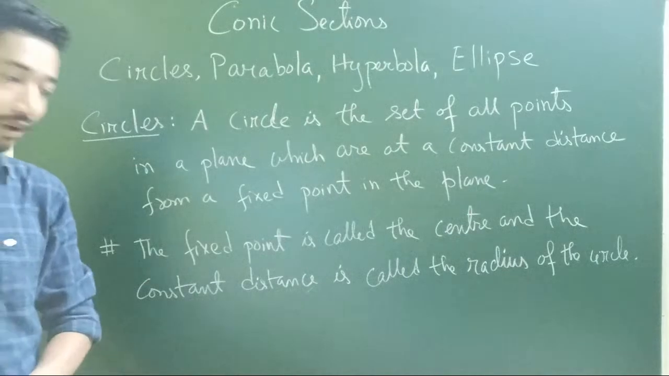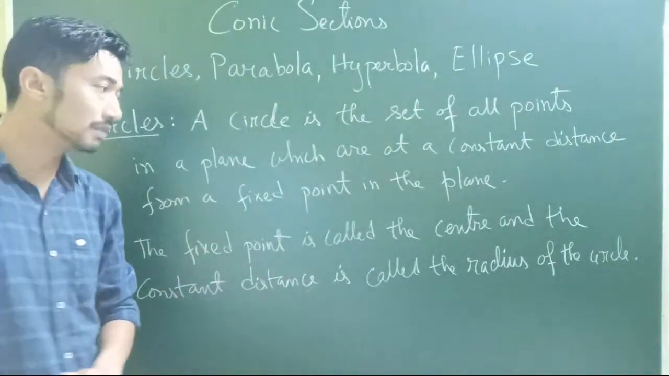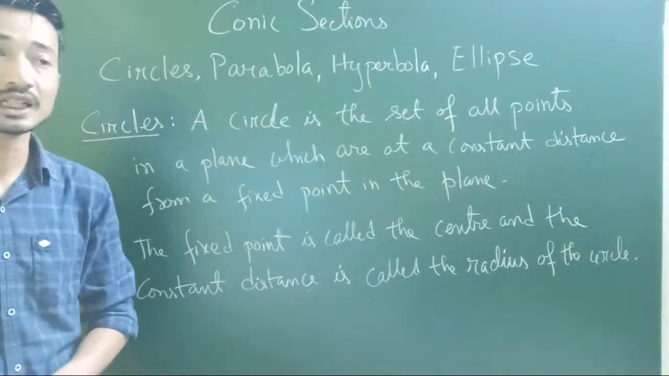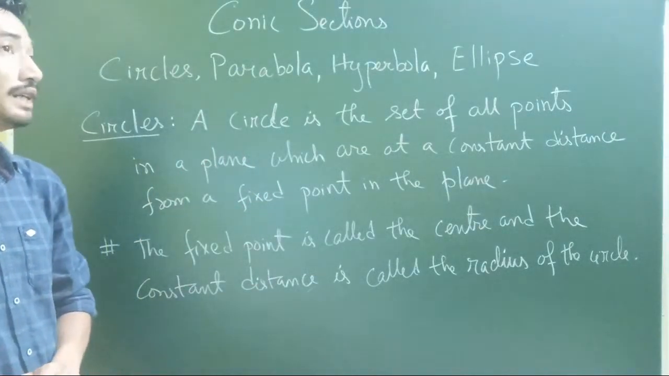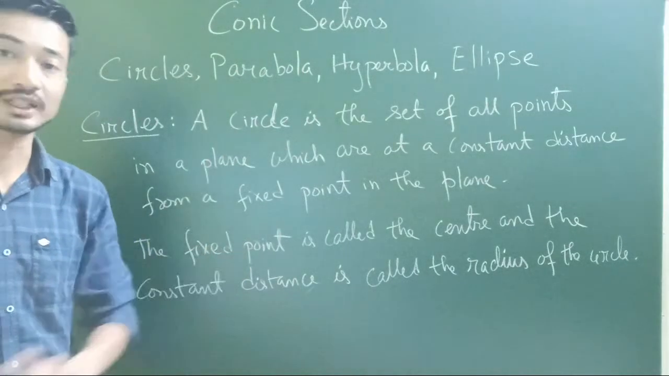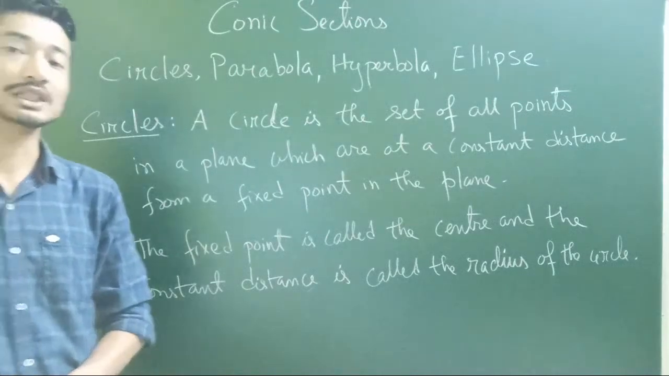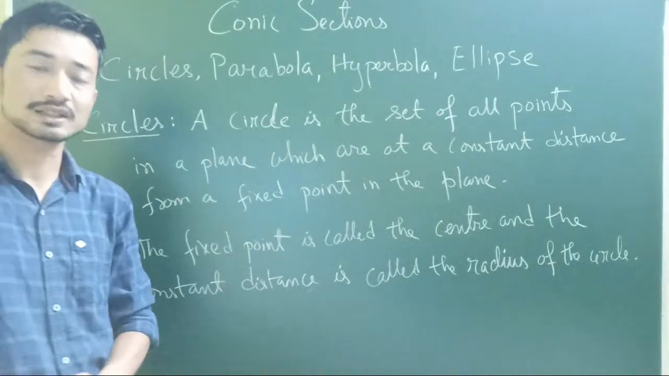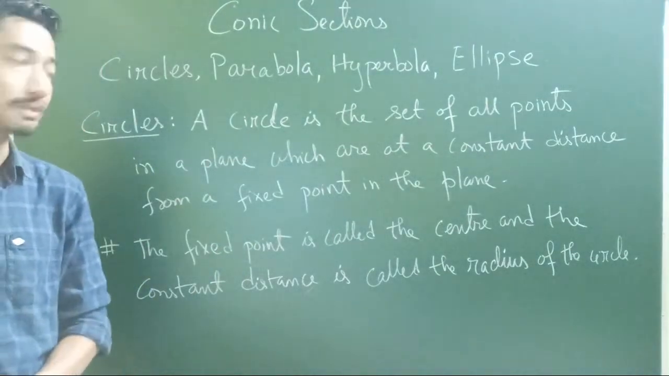Before that, as we all know, linear equations in 1, 2, 3 variables always represent straight lines. Here we'll be doing higher order, that is, curves. Any equation of power 2 and above would represent a curve. Within the class 11 syllabus, curves are of four types: circles, parabola, hyperbola and ellipse.